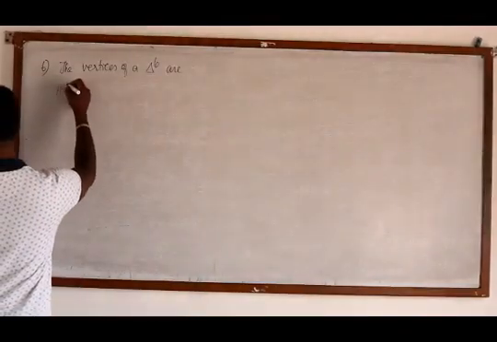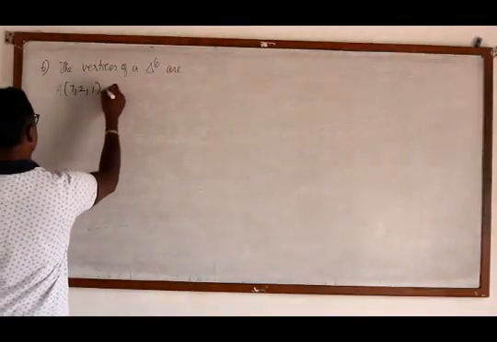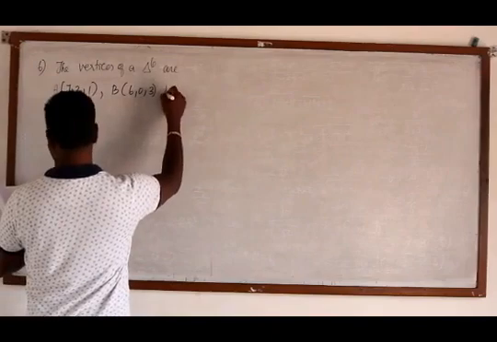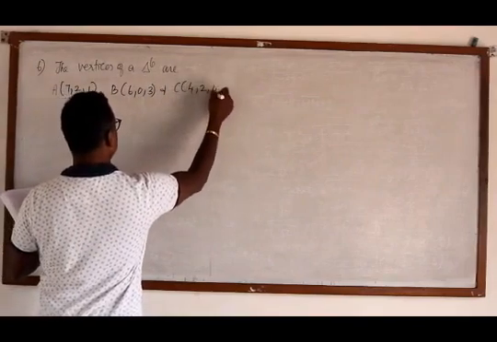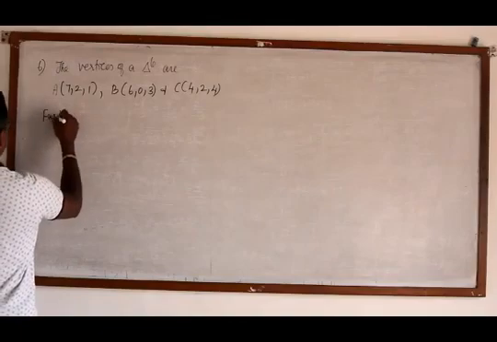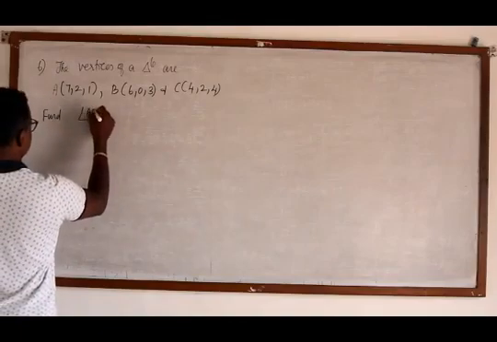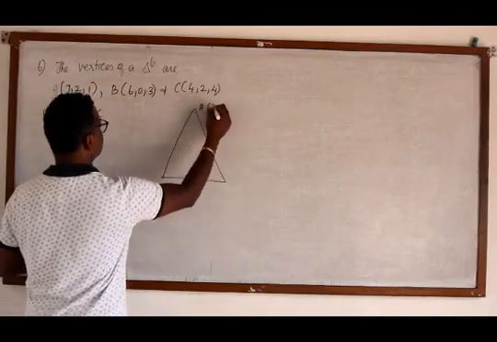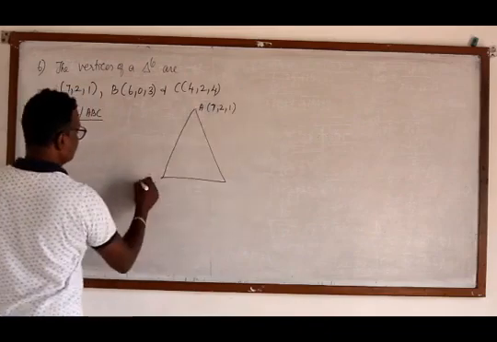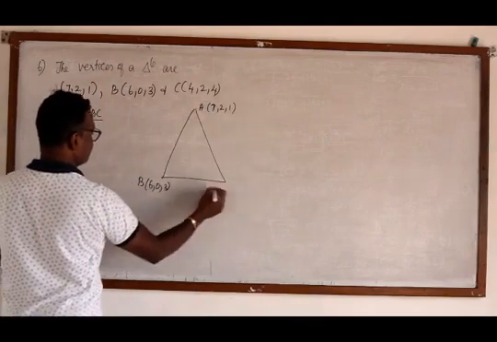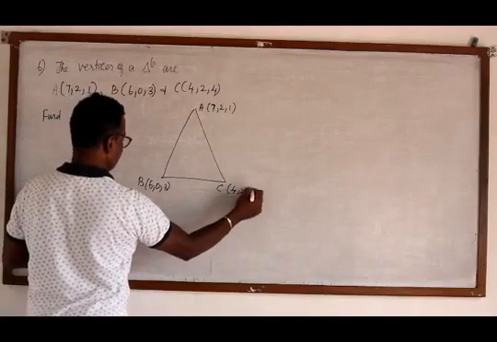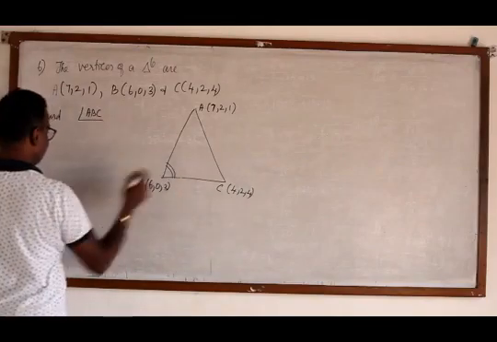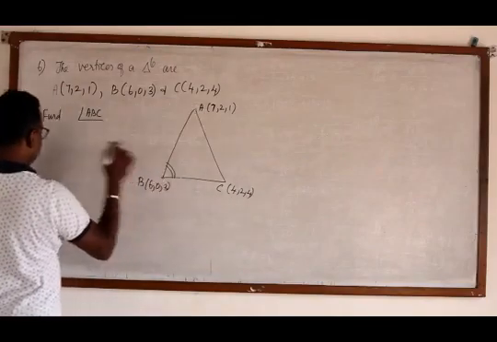The vertices of a triangle are A of 7, 2, 1, B of 6, 0, 3 and C of 4, 2, 4. Find angle ABC. Are you able to follow? They gave a triangle with A as 7, 2, 1, B as 6, 0, 3, and C as 4, 2, 4. I have to find this angle. Now, angle ABC, so let me find the line AB.